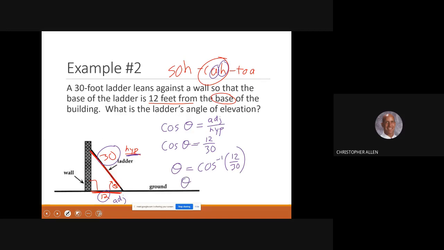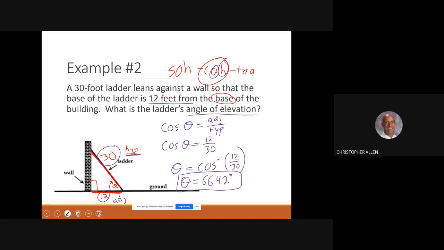And I get that theta is 66.42 degrees. That's what theta is. That's the angle of elevation for this particular problem. The angle formed with the ground, which is the horizontal, going up to the ladder is 66.42 degrees. Now I'm going to stop there and ask, do you guys have any questions on how I got that answer? Does anybody need help using the calculator? If you didn't get 66.42, you might need to check that you're in degrees.